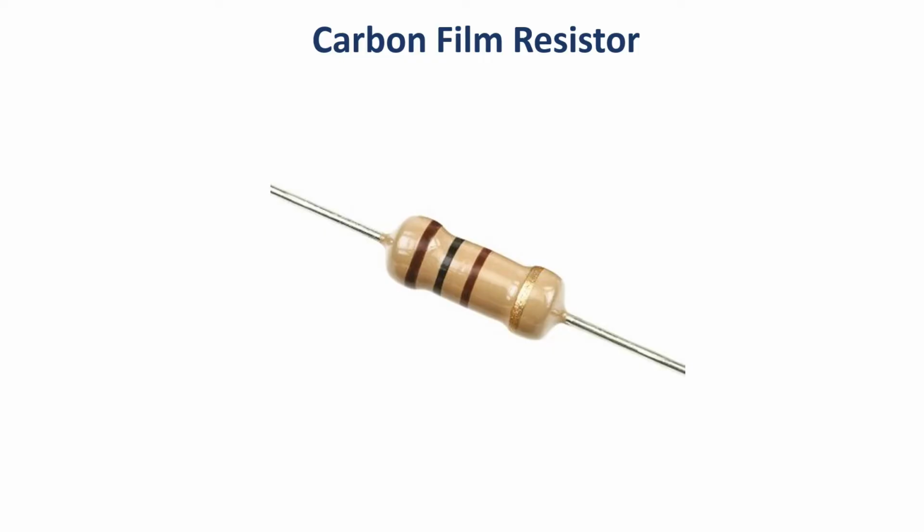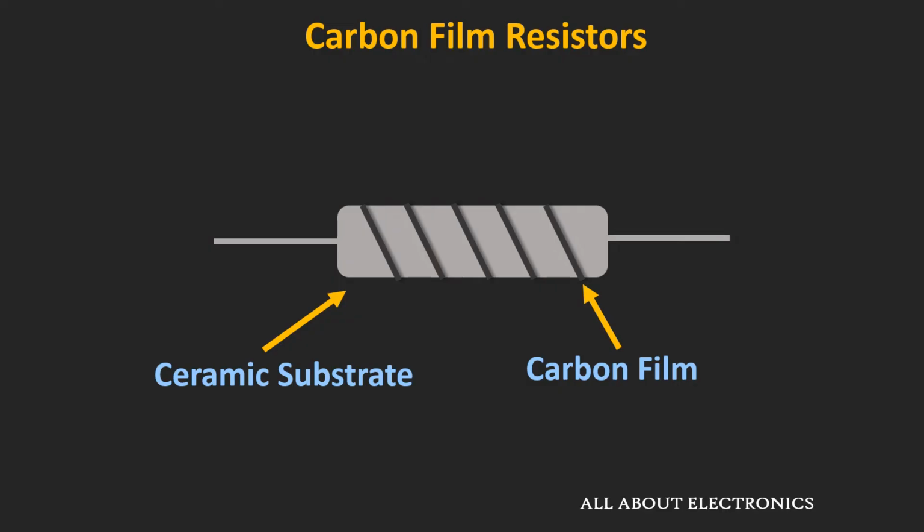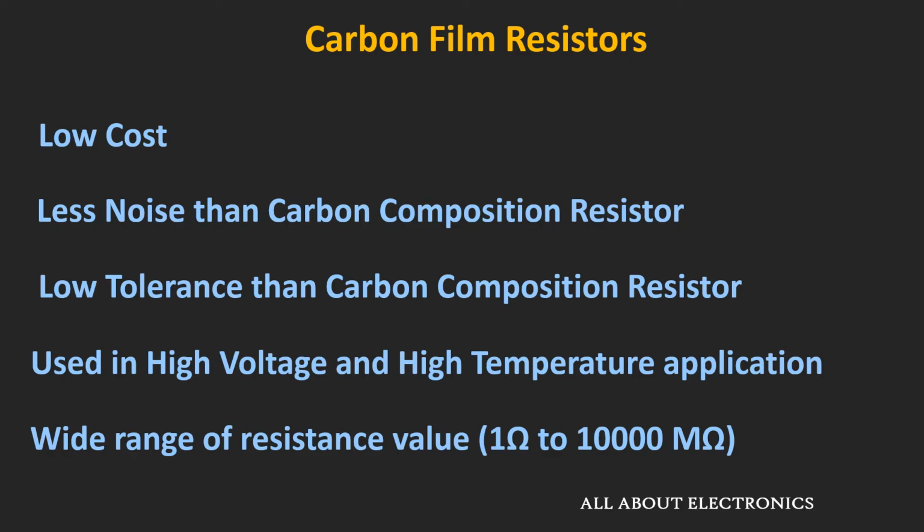So the first type of film resistor is the carbon film resistor. So if you see the internal structure of this carbon film resistor, then you will find that on the ceramic substrate, a thin layer of carbon film has been deposited, and this film has been deposited in the form of a helix. So just by changing the pitch of this helix, one can change the resistance value of this carbon film resistor. Now this type of resistors are low cost resistors and they produce less noise compared to the carbon composition resistor, and the tolerance value of this resistor is also less than the carbon composition resistors. So this type of resistors are used in high voltage and high temperature applications, and also these type of resistors are available in a wide range of values.